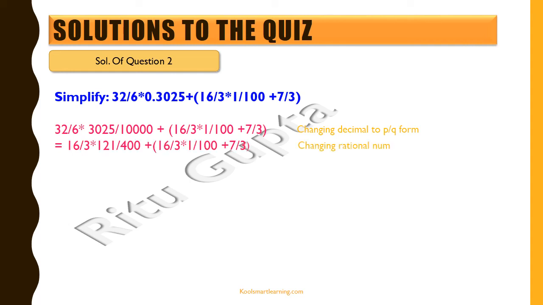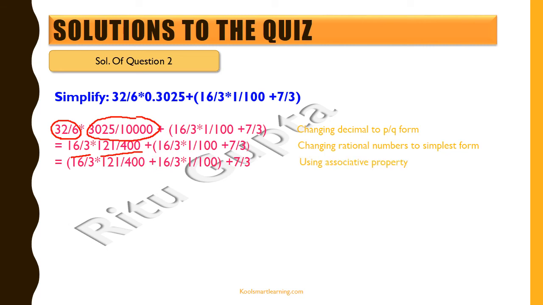We try to bring the rational numbers to their simplest form, which is bringing this number 3025 by 10,000 to its simplest form, which becomes 121 by 400, and also 32 by 6, bringing this to its simplest form gives us 16 by 3, and everything else was already in its simplest form.